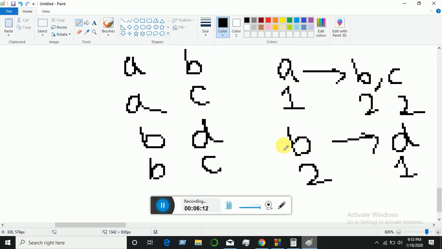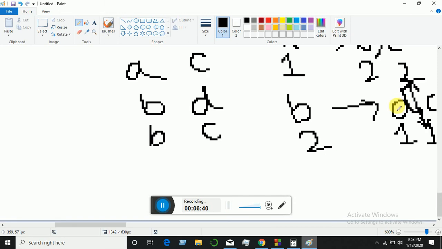But as B already has value 2, B is connected with D and C, right? And D has no value yet, so I give D the value 1. But as C already has value 2, I cannot give C the value 1 because it already has a value 2. So when the value I give and the previous value it has do not match, it says that the input is not separable, and the answer is no, right?